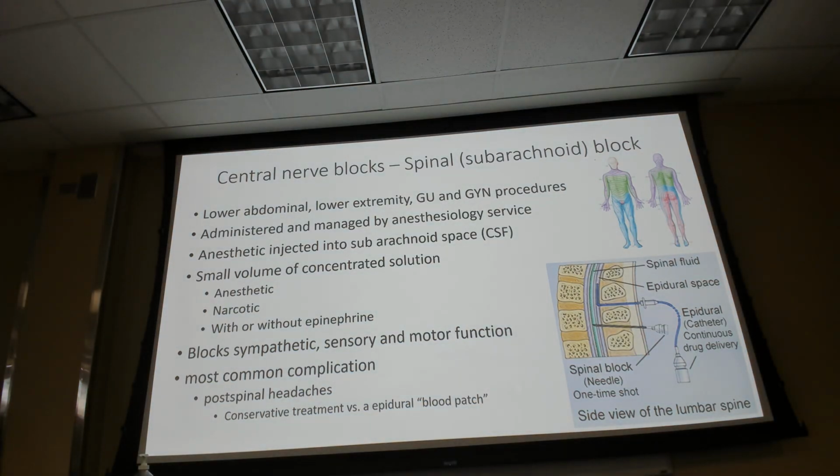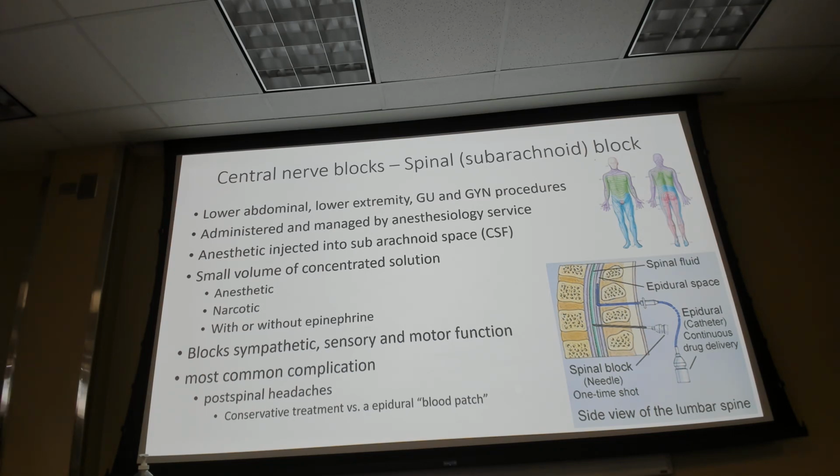All right, so central nerve block. So we have our spinal blocks. This is a subarachnoid block, which we typically call a spinal block versus an epidural. So there is a difference, as you can see: one goes in the epidural space, one goes actually into the cerebrospinal fluid. So you're going to have different analgesia and anesthesia effects from this.